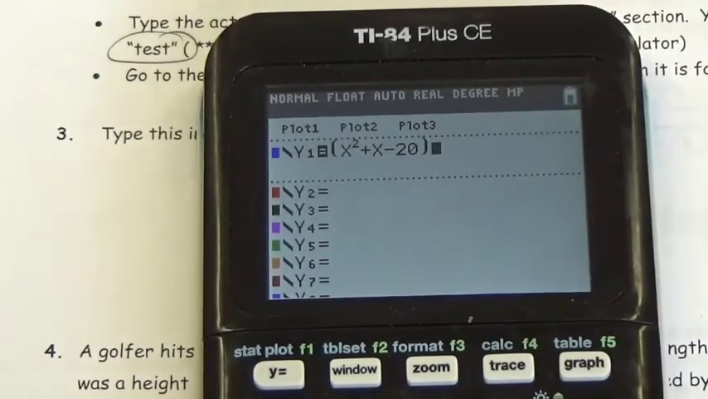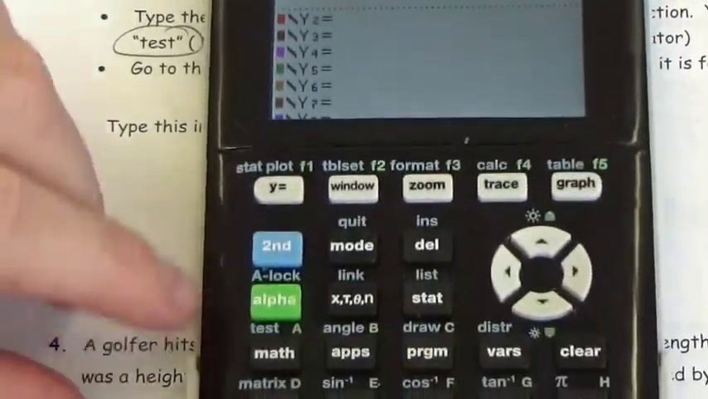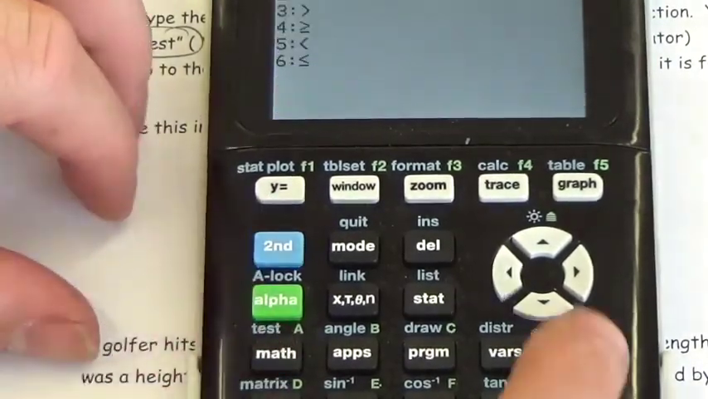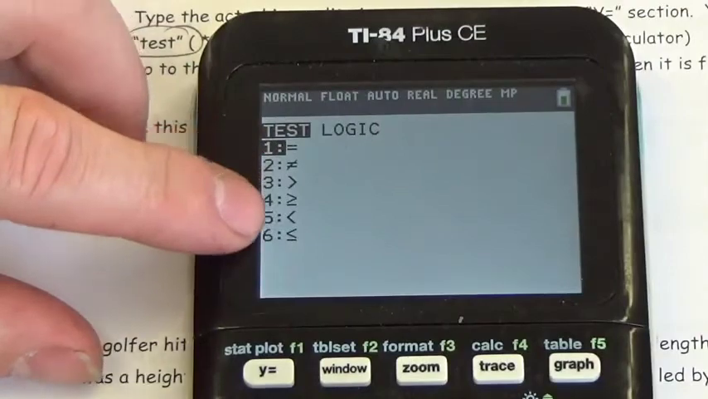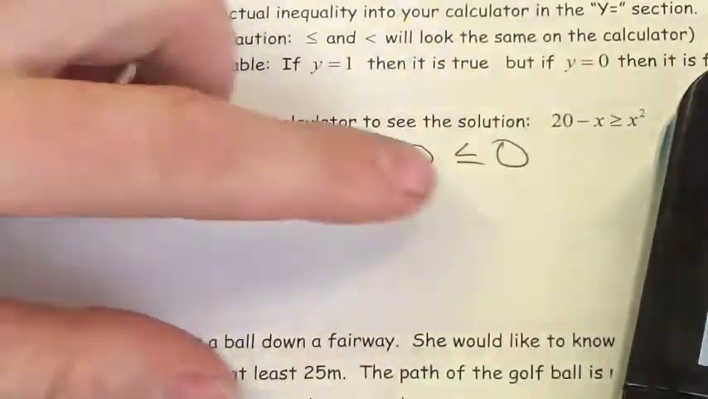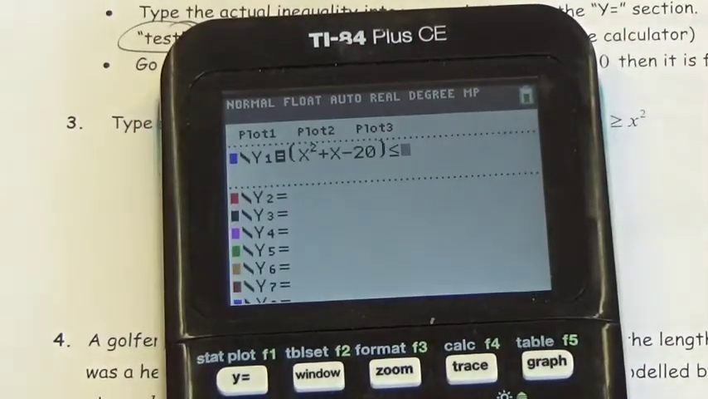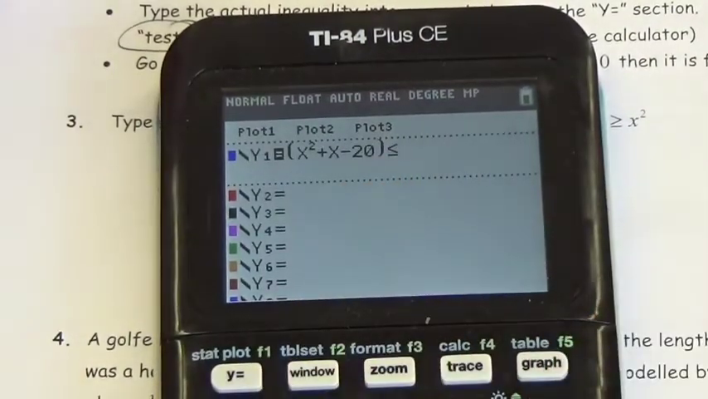And now I'm going to go into my test menu, and the word test is right above math. So second, test. And I've got all these options right here. The one that I'm interested in is less than or equal to. So I'm going to go down to number 6. And it drops that less than or equal to. And I'm going to put a 0 in there.